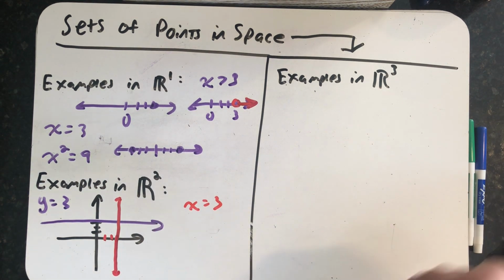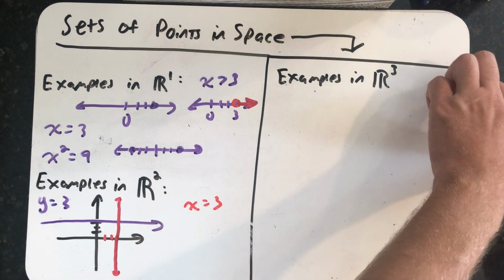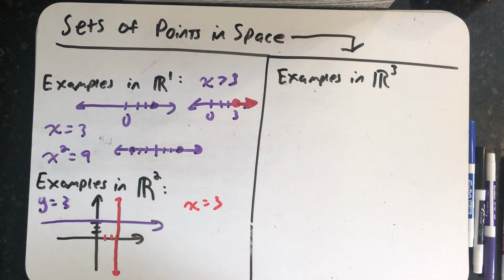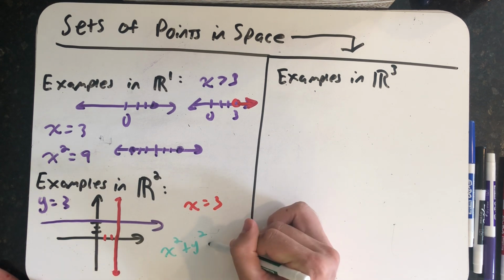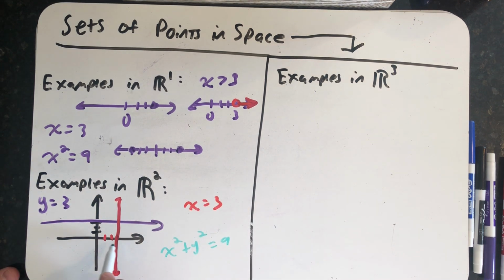And then maybe while we're in the plane, someone said, how about all the places where x squared plus y squared is equal to 9? And we'd say, hey, well, that's the equation of a circle of radius 3 centered at the origin.